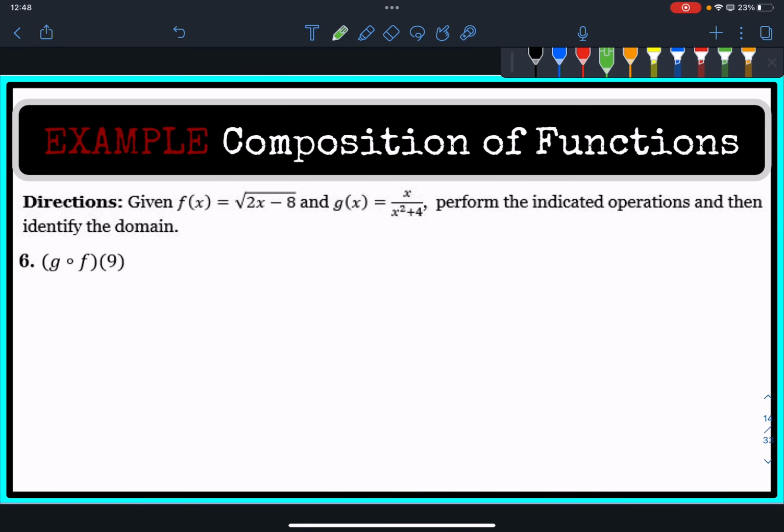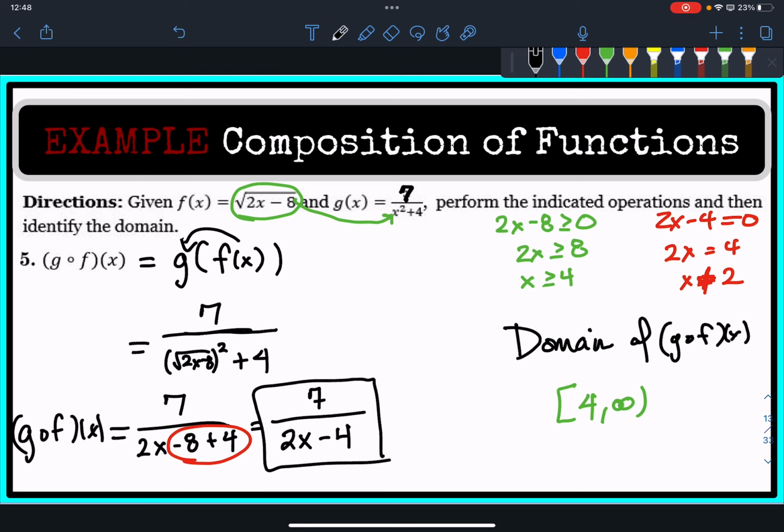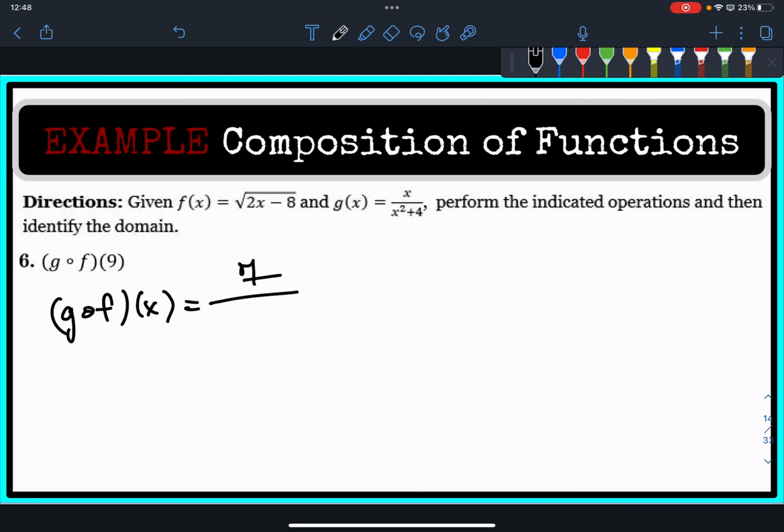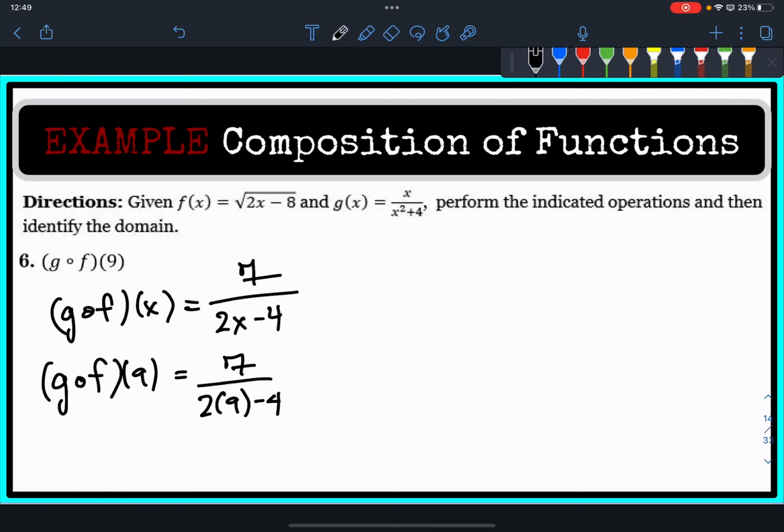And to evaluate this function, so 7 over, what was it? 2x minus 4. We simply replace the x with 9. So that's going to be 7 over 2 times 9 minus 4, which equals 7 over 18 minus 4, 7 over 14, and that reduces to one half. So there's your answer.